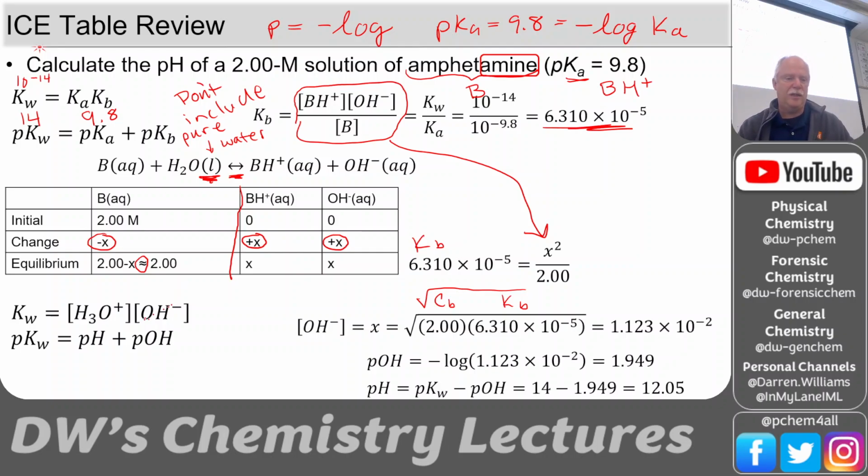They all add up to 14. So we end up with 14 being equal to pH plus pOH. So pH is the pKw, 14, minus the pOH, 1.949. So 12.05 is the pH. That's what the problem was asking for.